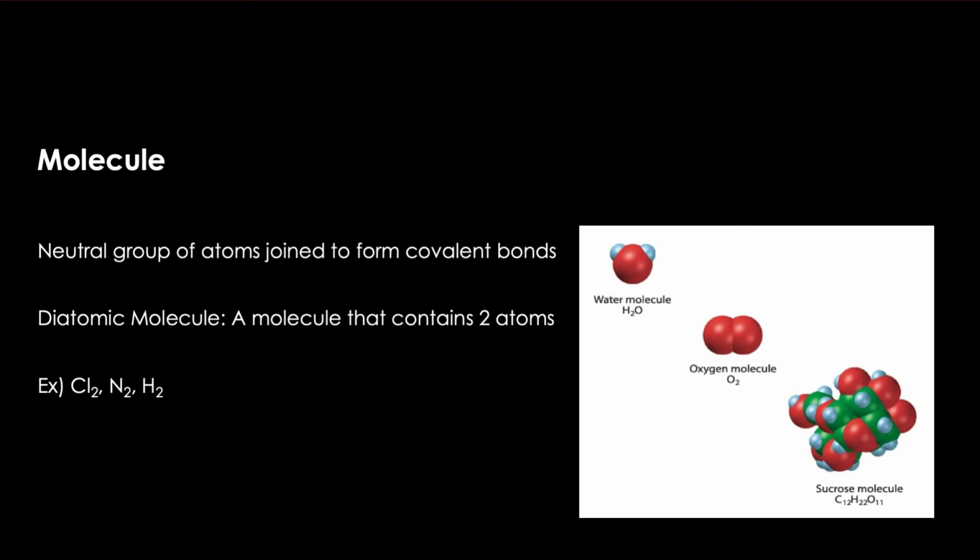So some examples of diatomic molecules would be chlorine, nitrogen, hydrogen. I'll give you some more. Fluorine, bromine, iodine, and oxygen. So these are the diatomic molecules. All right, so we have all the halogens, so fluorine, chlorine, bromine, iodine, and then nitrogen, oxygen, and hydrogen. So we see over here, we see a water molecule, an oxygen molecule, and a sucrose sugar molecule.